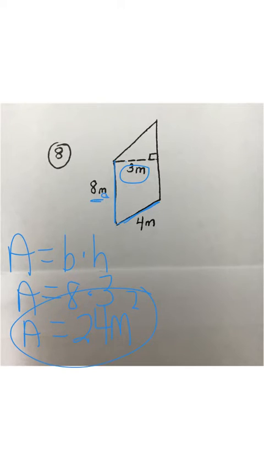To find perimeter, we know that the base on the left is going to be the same as the base on the right. We know that the side on the bottom is going to be the same on the top. So we just add them all together. So perimeter is 8 plus 4 plus 8 plus 4. And you'll find your perimeter is 24, and the unit is meters.